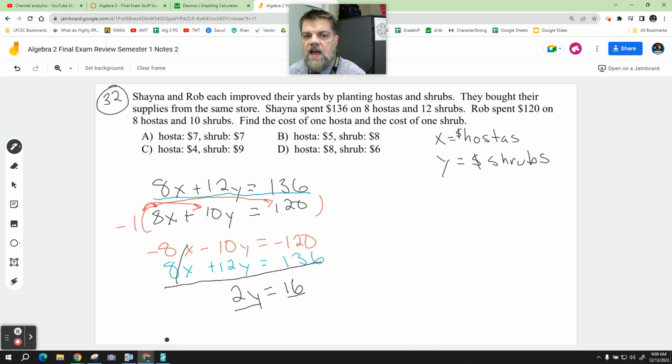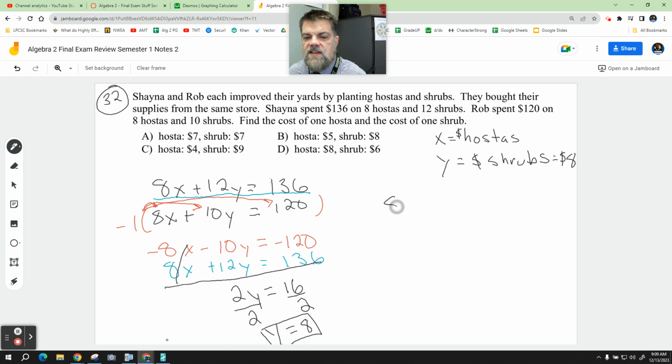2y means 2 times y. To get the 2 away from the y, we do the opposite of multiply, which is divide. Whatever we do on one side of the equation, we do to the other. 2 divided by 2 is 1. 1 times y is y. And that's equal to 16 divided by 2, which is 8. So we believe y equals 8, or the cost of shrubs is $8. It's $8 per shrub. Okay?